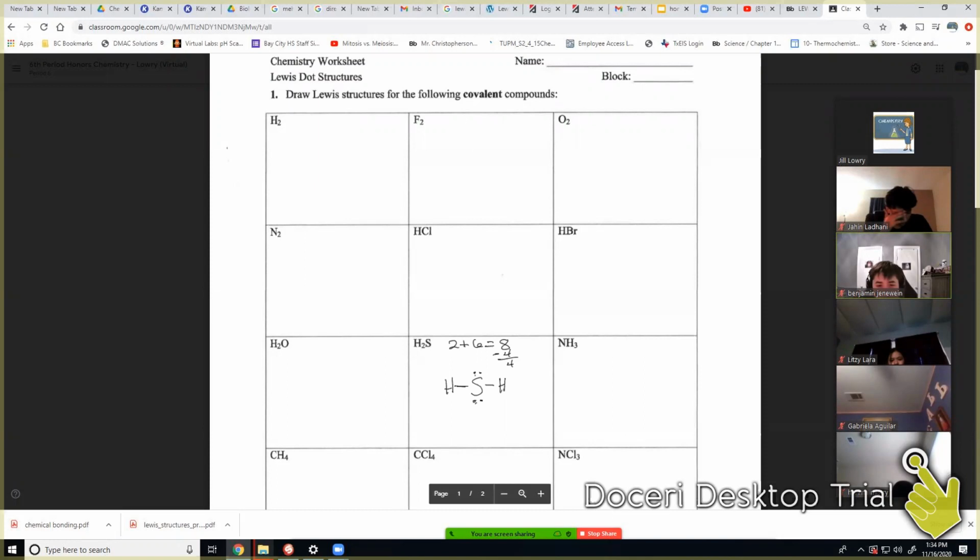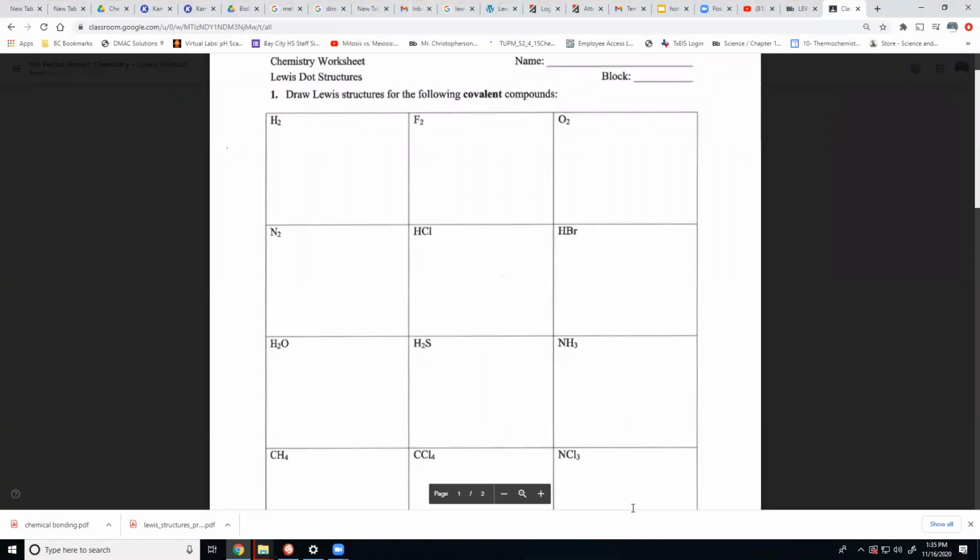All right, why don't y'all give this next one, NH3, why don't you give ammonia a try? See what you can come up with for ammonia.